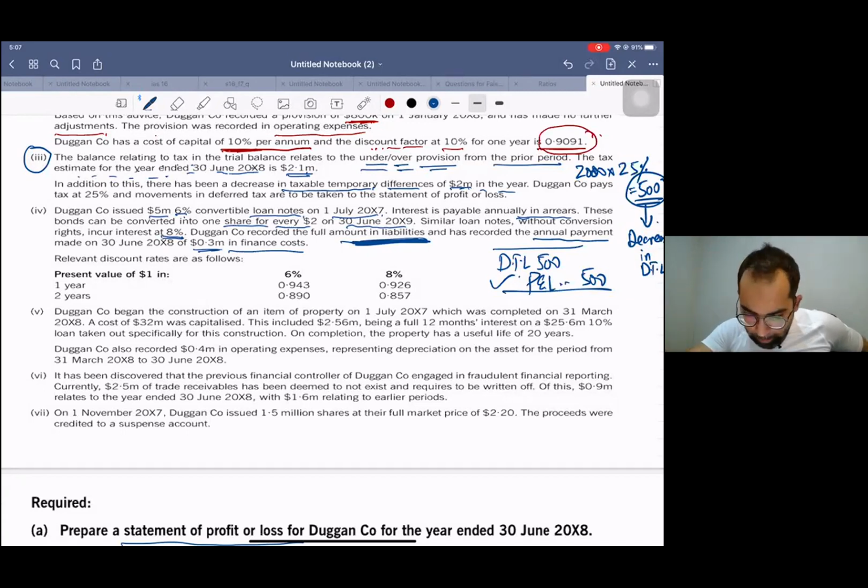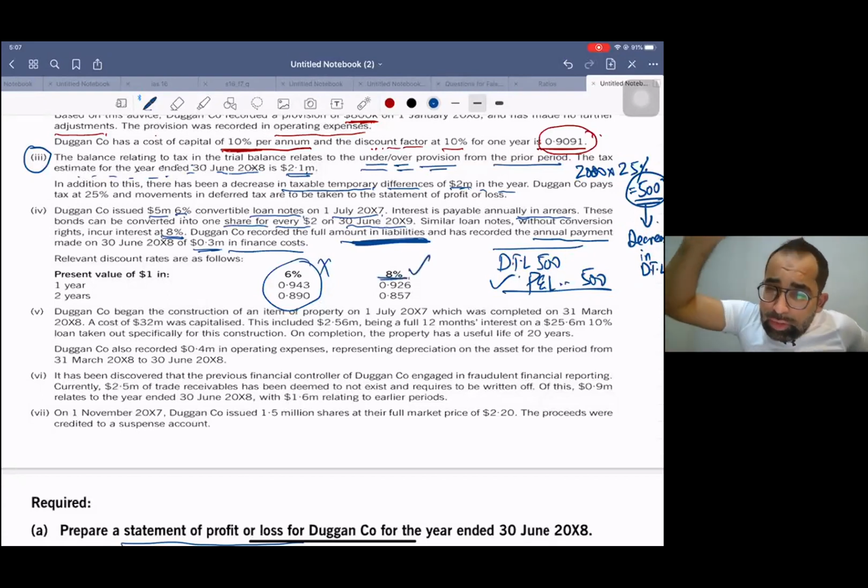Don't worry. Now, these are the discount factors. So this is irrelevant. 6% discount coupon rate, irrelevant. Yes, this is relevant. You always do in your SOFP, all liabilities and all assets are discounted using the market interest rate.